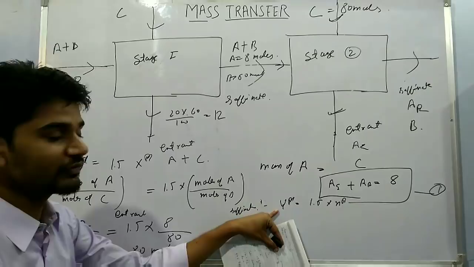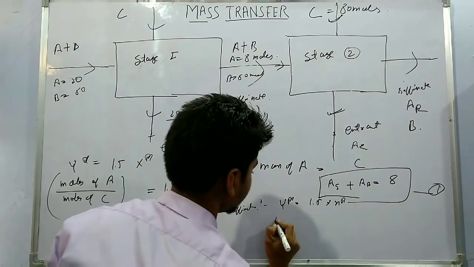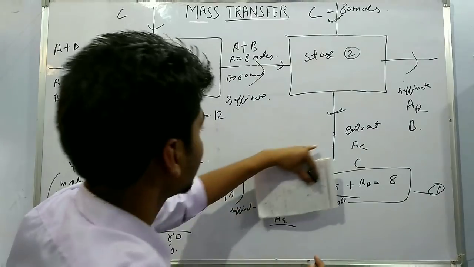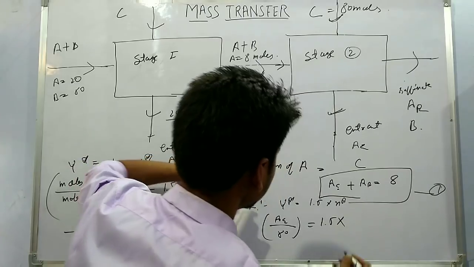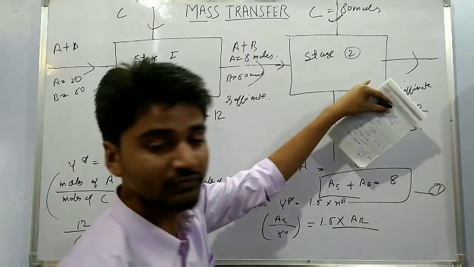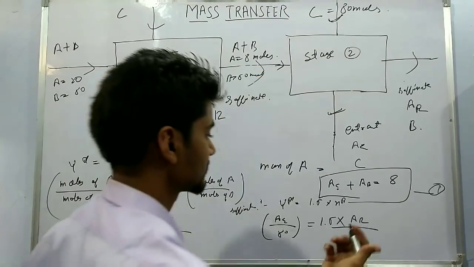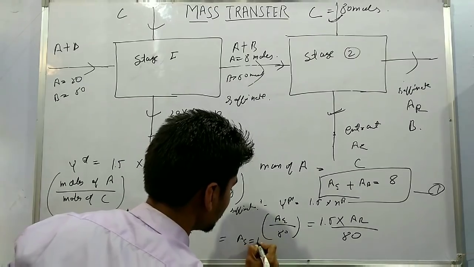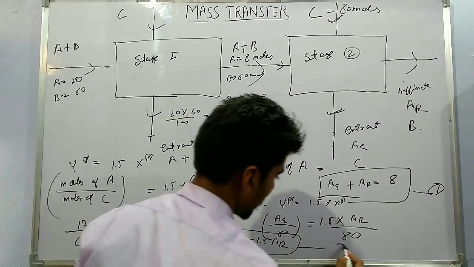Now Y is moles of A in extract phase, that is AE, upon moles of C in extract phase, that we have calculated as 80 moles, will be equal to 1.5 times moles of A in refined phase, that is AR, divided by moles of B in refined phase, that will be equal to 80, because B and C are immiscible liquids. Hence we got AE equals 1.5 times AR. So this is the second equation we have obtained.